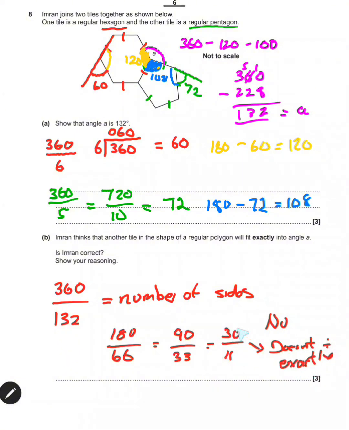If we'd have landed on something like 30 divided by 10, which is 3, then the polygon that Imran's talking about would have been a 3-sided shape.